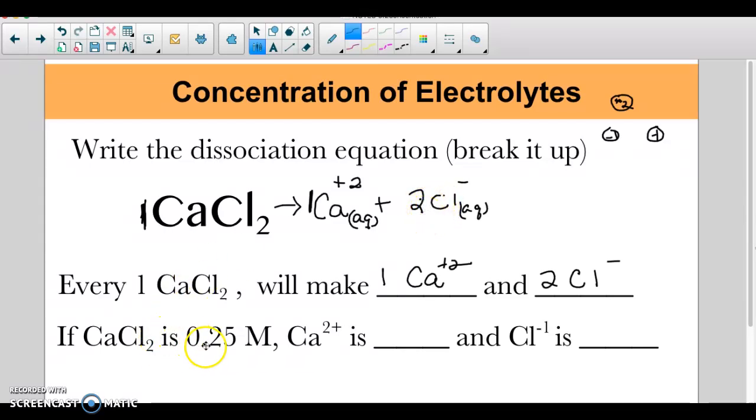So in this question, I have 0.25 molarity of calcium chloride. So again, I'm going to have this in a 1-to-1 ratio. So I would have 0.25 moles per liter of calcium ions, and then I would have double, because there's a 2 in front, I would get twice as many moles per liter of chloride.